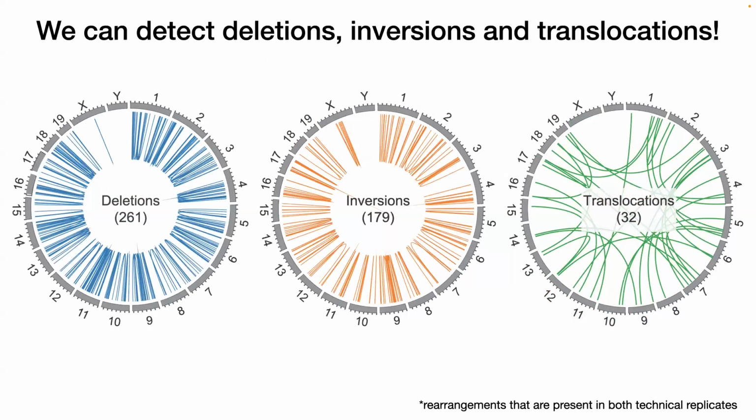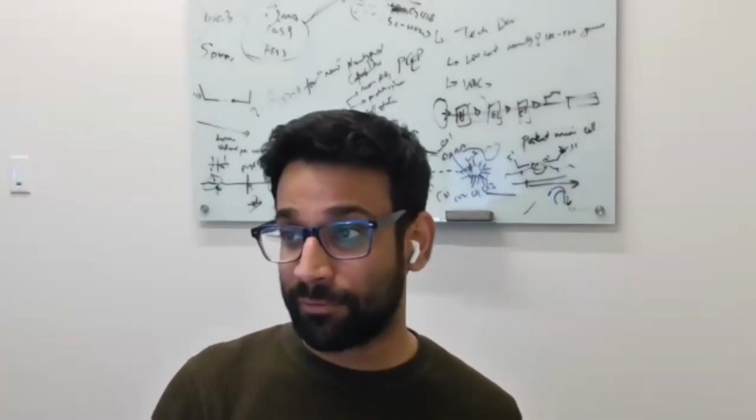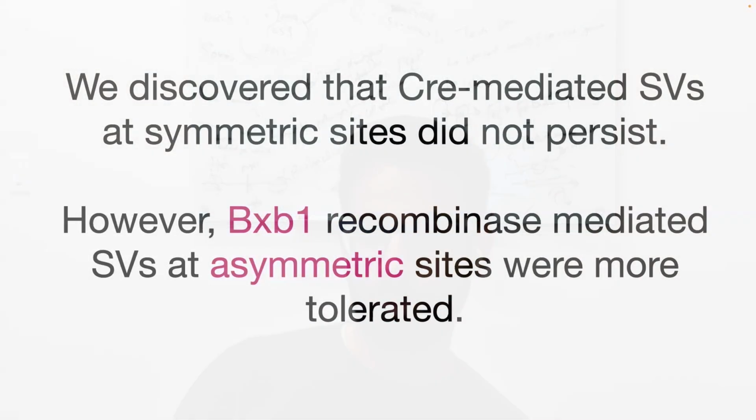These are of all kinds. In the subset I'm just showing you here, we have deletions, inversions, as well as translocations, and these involve all the chromosomes. However, this is where we ran into a bit of a roadblock, which is we discovered that Cre-mediated structural variants at symmetric loxP sites really did not persist. They seemed to induce a whole amount of toxicity to cells, and we were never able to isolate cells that were long-lived but had induced structural variants in them. However, we discovered that switching to a different recombinase called Bxb1 and using its asymmetric sites was way more tolerated, and we were able to recover cells that had structural variants over longer periods of time.